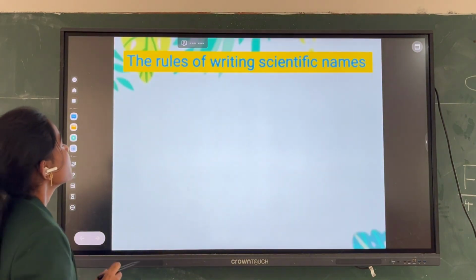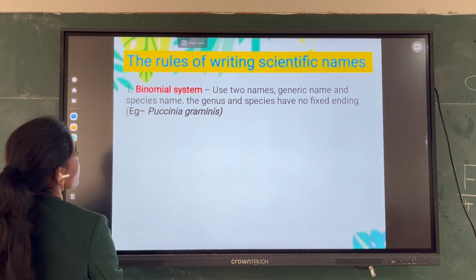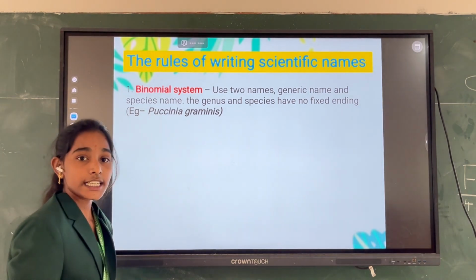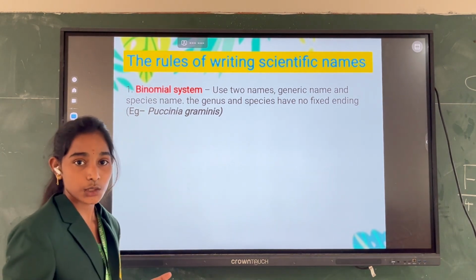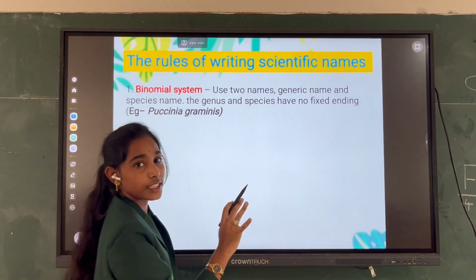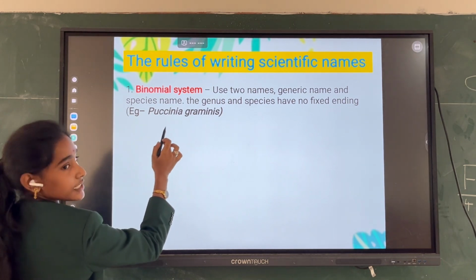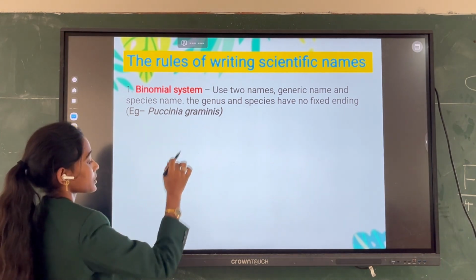Let's discuss the rules of writing scientific names. The first one is the binomial system. It indicates two names: one is the genus name and another is the species name. Genus and species names have no fixed endings. For example, Puccinia graminis. Here, Puccinia is the genus name and graminis is the species name.